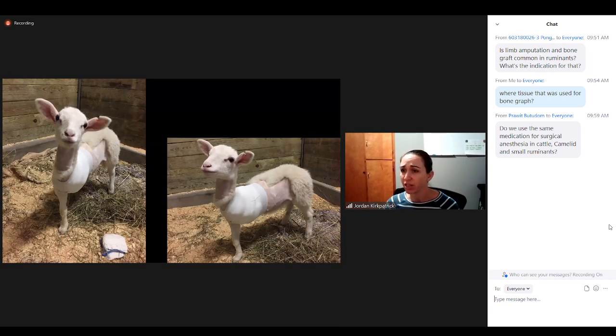I will say she loves having her picture taken. She poses anytime a camera is out, so we have great pictures of her. But this was her in the immediate post-op period.